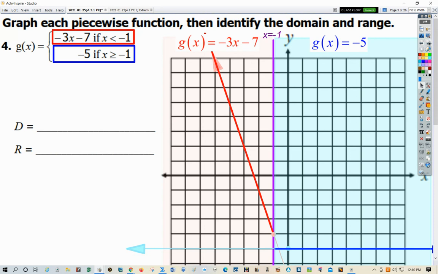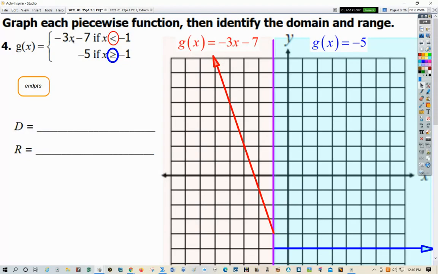Okay, but what about the endpoints? We got to deal with the endpoints. The red piece does not include an equal sign, but the blue piece does. So what kind of an endpoint do you suppose I'm going to have to put, Jaden, on the red piece, on the red graph, if the red piece of the function does not include -1?